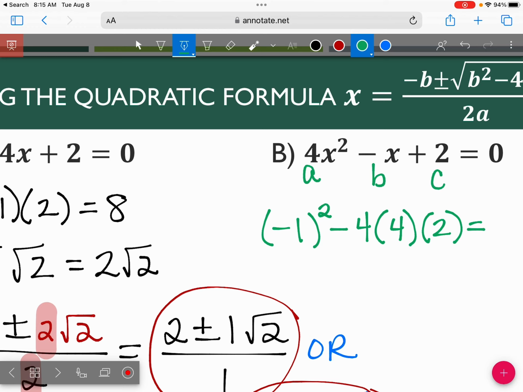Yeah, so this is actually called the discriminant. The part of the quadratic formula under the square root is called the discriminant. So what do you get when you type that in your calculator? Negative 31. Anyone else get negative 31? All right, if you're not sure, pick up a calculator and type it in.